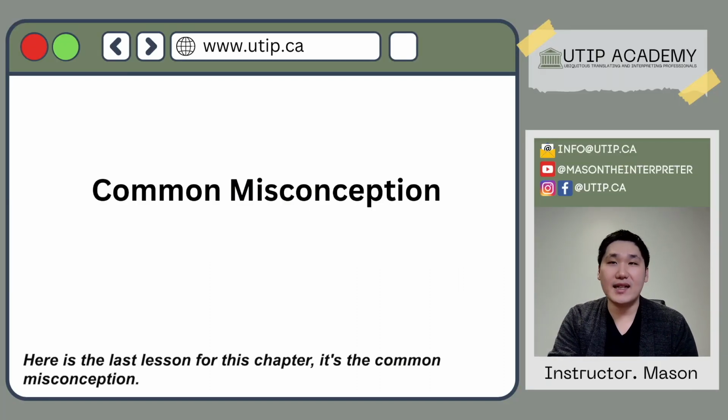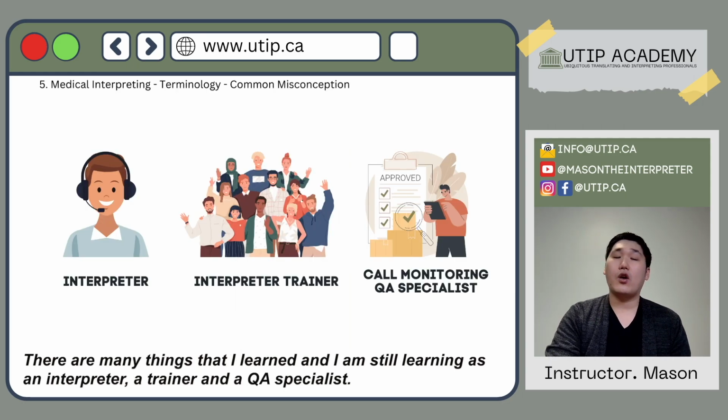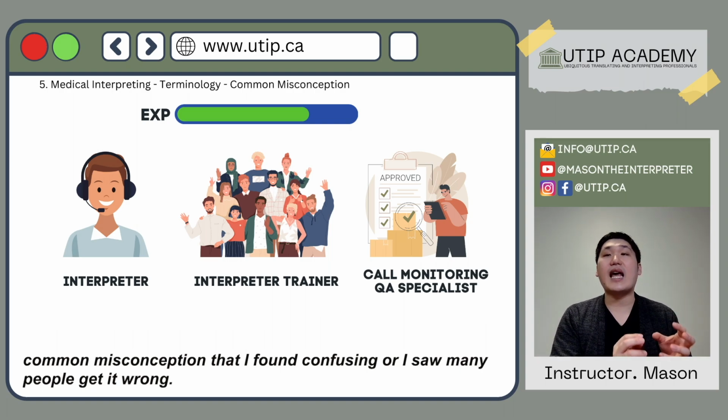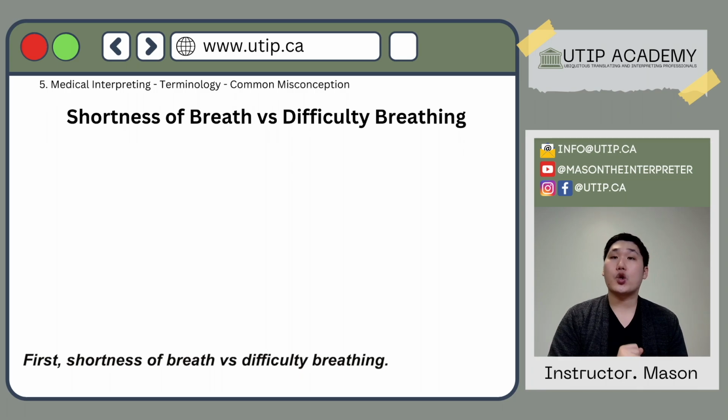Here is the last lesson for this chapter: the common misconceptions. There are many things that I learned and I am still learning as an interpreter, a trainer, and a QA specialist. Every day as I'm working, I gain more and more knowledge, and you will too. In this lesson, I'm going to share some of the common misconceptions that I found confusing or I saw many people get wrong. First, shortness of breath versus difficulty breathing.